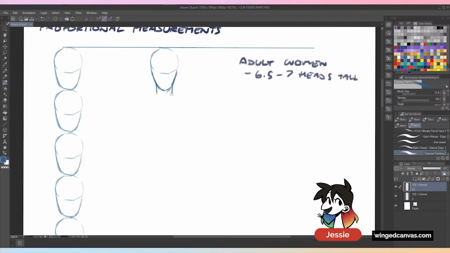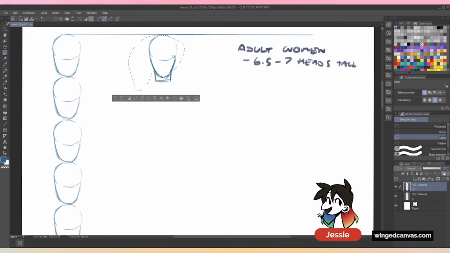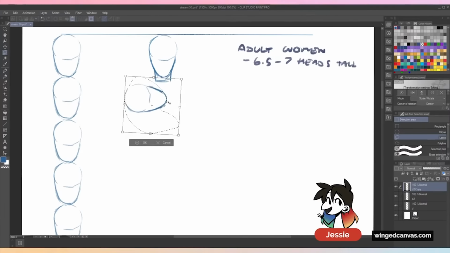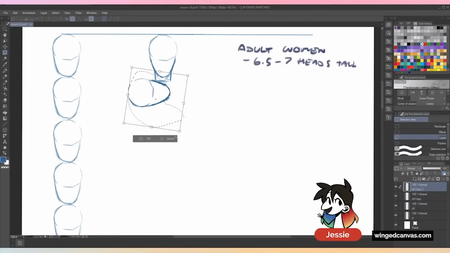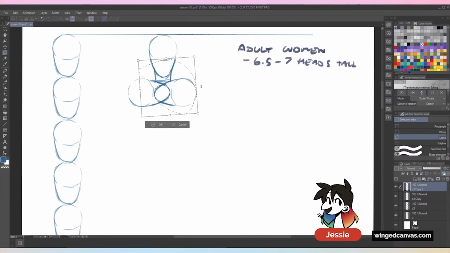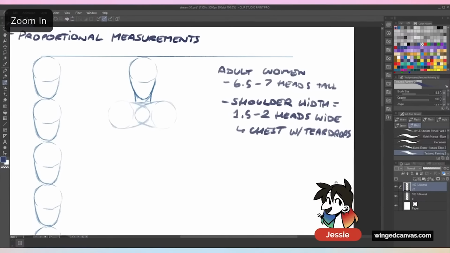And then the neck can start from here, come down. Usually they end about here, so it's about 1/3 the size of the head. The shoulder width of a woman's body tends to be 1.5 to 2 heads wide. Yep, so if I take the head and flip it on its side, directly on its side, and I make it 1.5-ish wide like that, that tends to be the shoulder width for women. So that's about 1.5 to 2 heads. Right, so adult woman is 6.5 to 7 heads tall, and the shoulder width is 1.5 to 2 heads wide, where the chest can be drawn with a teardrop.